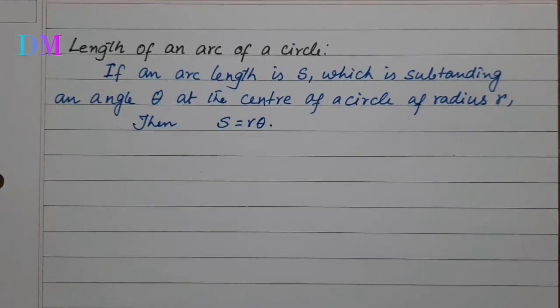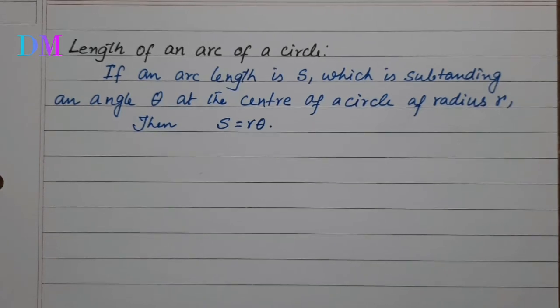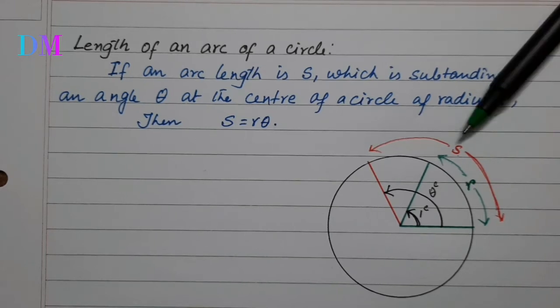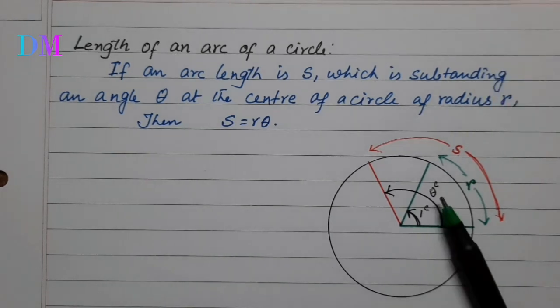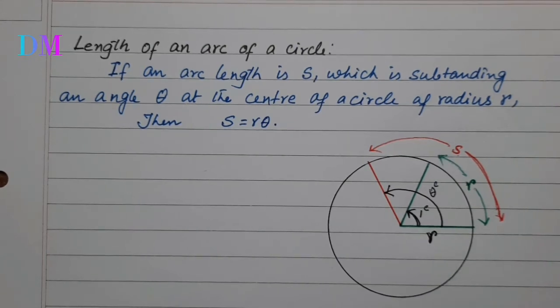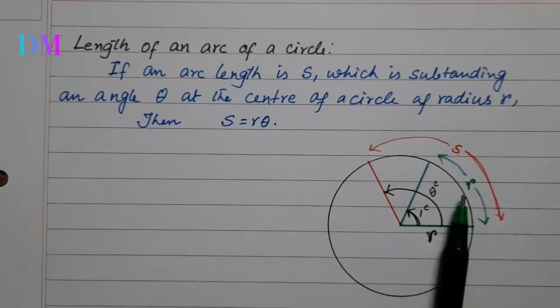Now we will see what should be the length of an arc of a circle. So if an arc length is S, which is subtending an angle theta at the center of a circle of radius r, then S equals r theta. Here theta is measured in radians. So here in this diagram we can see that S is the arc length subtending an angle theta which is measured in radians, and r is the radius of the circle. Then according to the radian measure, we can say that the arc length of the 1 radian angle is r.